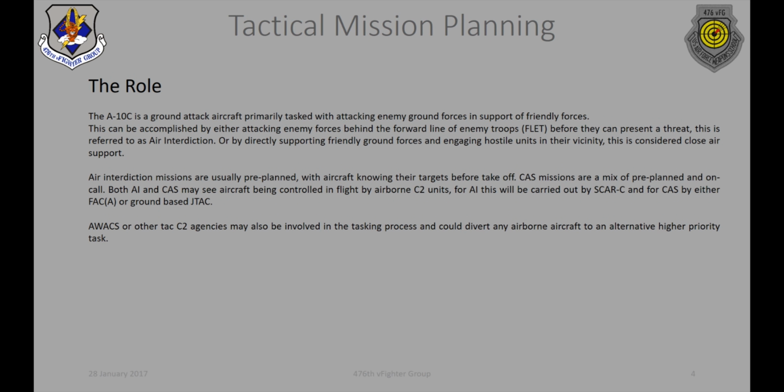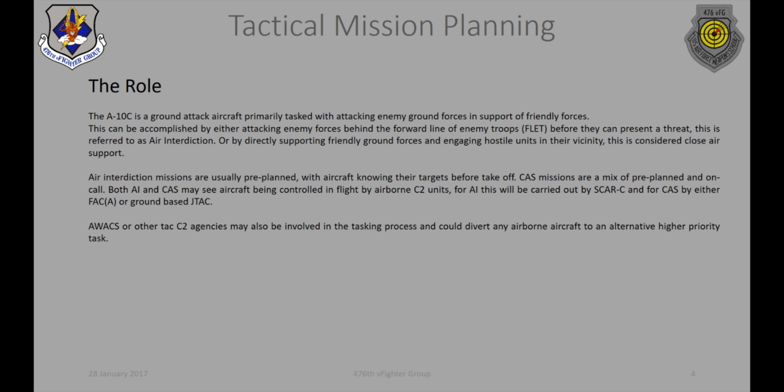Either forces in depth behind the forward line of enemy troops before they can present a threat to friendly forces, so think air interdiction sorties, or directly in support of friendly forces, be it troops in contact or in close proximity to friendly forces, which is your CAS type scenarios. Air interdiction sorties are mostly pre-planned. You know what target you're going to hit before you take off, and CAS missions are generally a mix of pre-planned things and your on-call CAS scenarios, FAC control, JTAC control type stuff.